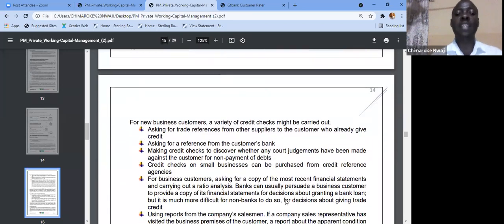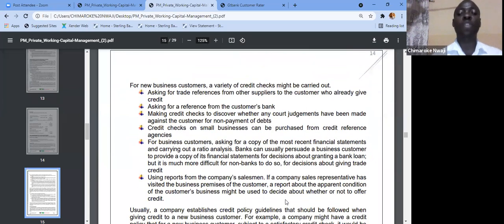You may need to ask for trade references from other suppliers to the customer. So you may want to ask them, where were you getting your supplies from before? Because some people will be owing from one place, and when they cannot pay, they run to another place to go and get a clean slate and start all over. So you ask for references from other suppliers. Sometimes you ask for references from the bank of the customers.